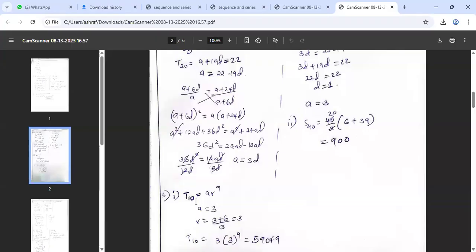So if you substitute that in the formula for T10, T10 is AR power 9. Our A is 3, our R is 3. If you work out, you're getting 59,049. 59,049 as the 10th term. Any question?